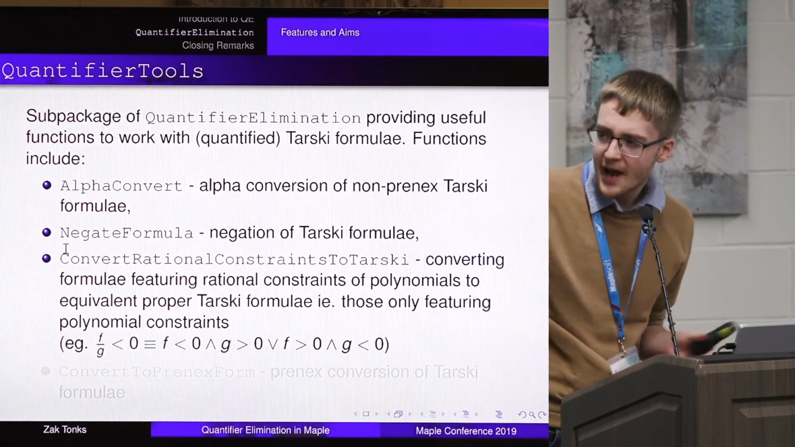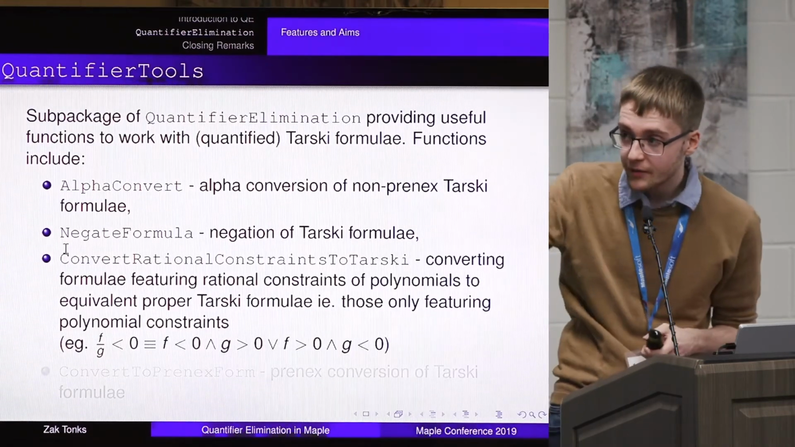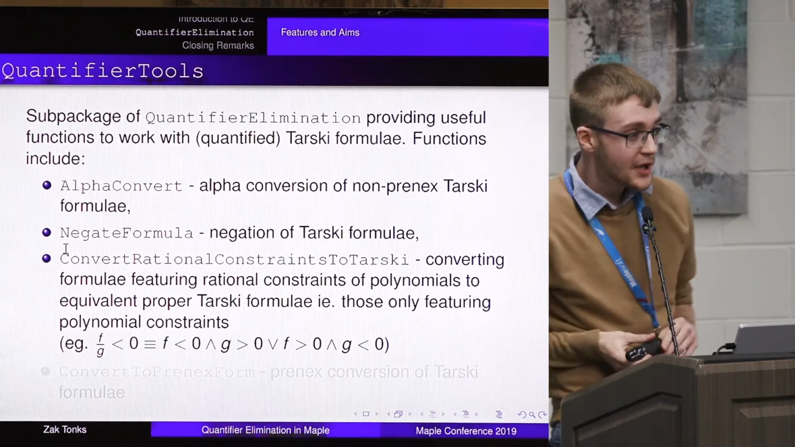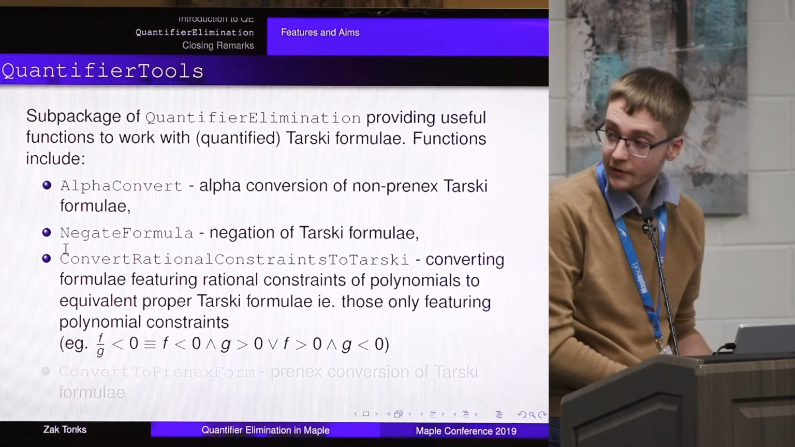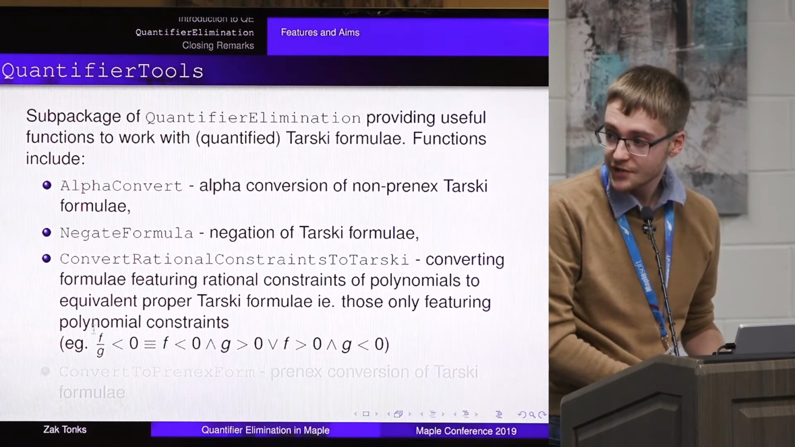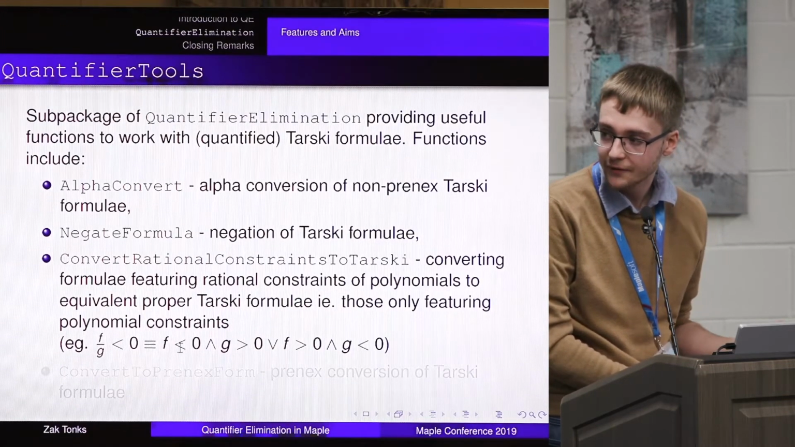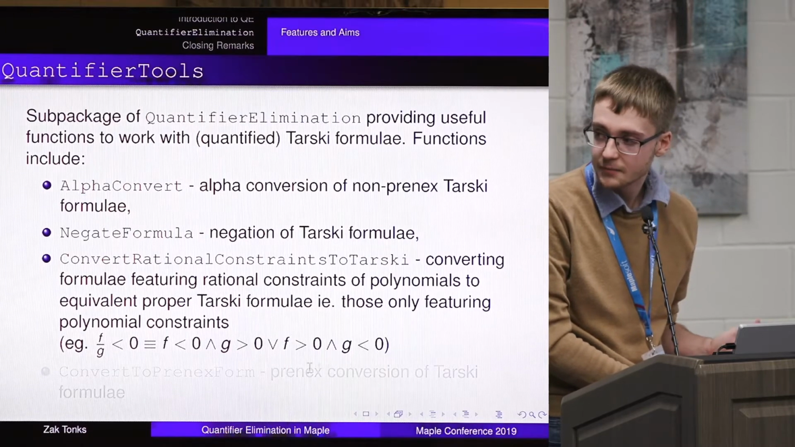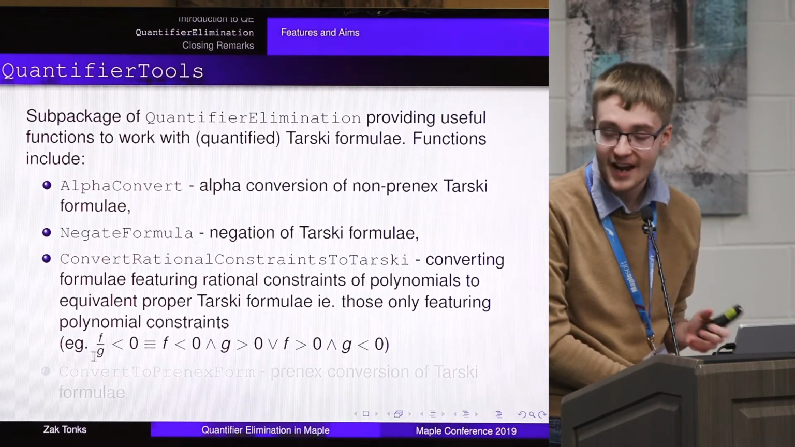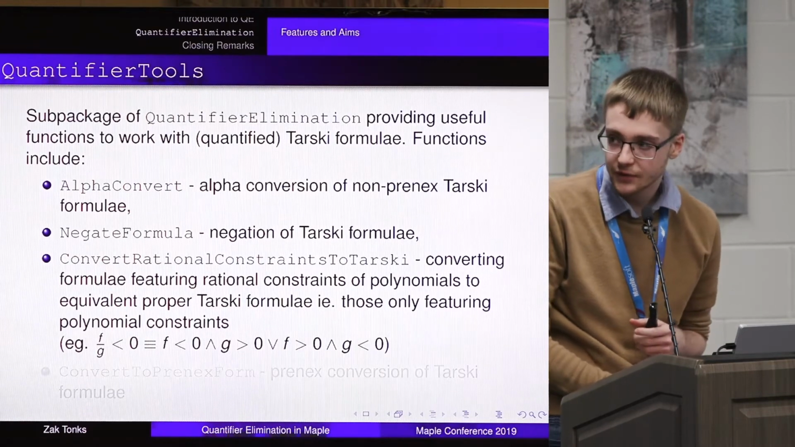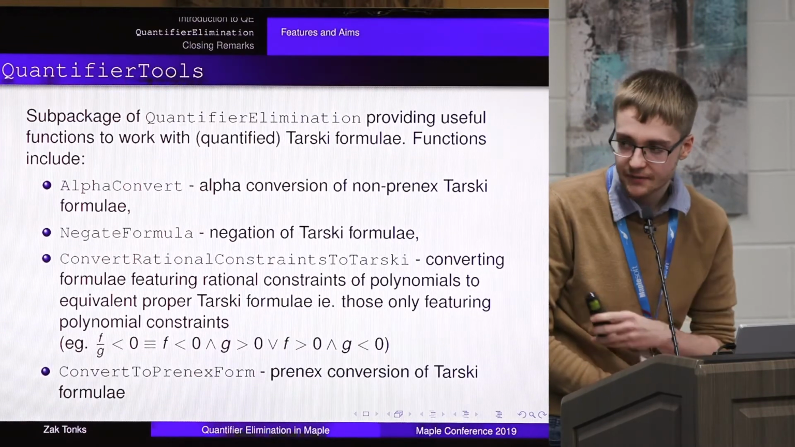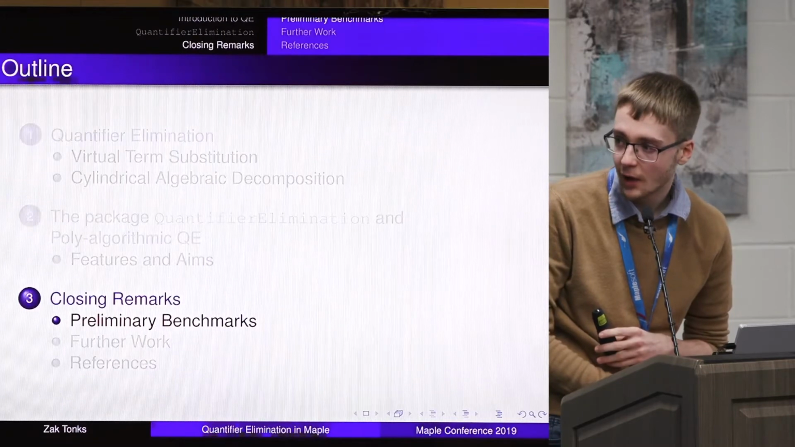Most problems won't really manifest in prenex form, or well, they won't even manifest necessarily in polynomial form. So if you have some science problem which manifests with rational constraints like this, f over g, then it will convert them into the same sort of problem for an actual Tarski formula, which basically means everything is polynomial. So there's a function to do that. Then there's a conversion to prenex form routine as well.